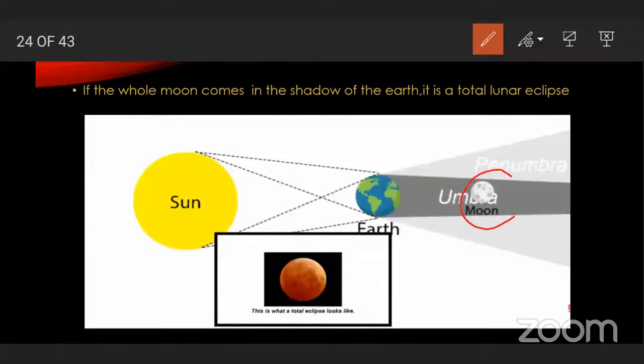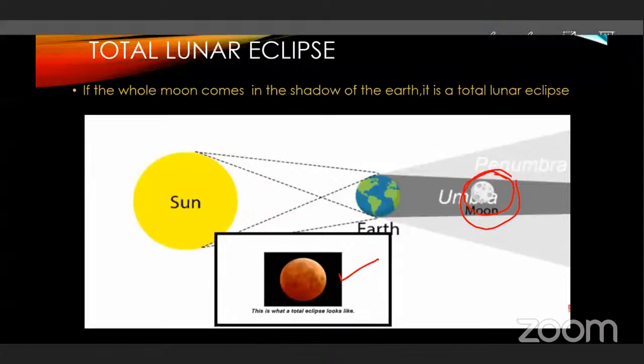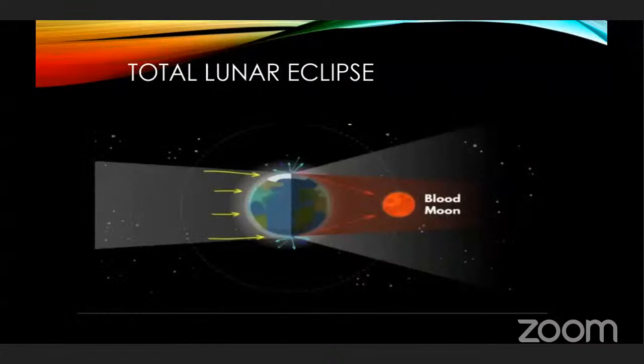See, this is the whole moon. This is the shadow of the earth. This is the dark shadow of the earth. It is umbra. And this is the moon. The full moon comes in the shadow of the earth. And at this time, we can see a total lunar eclipse. And here we can see the total lunar eclipse looks like this, like a red ball. The moon looks red in color at the time of total lunar eclipse. And it is also called blood moon. Total lunar eclipse looks like blood or dark red in color. So it is also called blood moon.